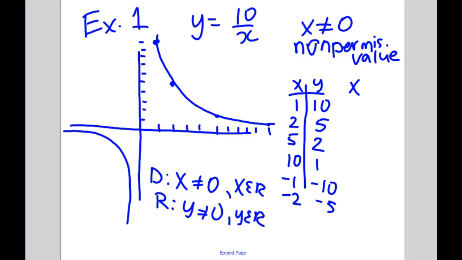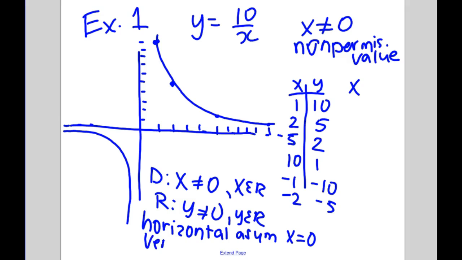And if we were looking at the asymptotes, a horizontal asymptote is x equals 0, and the vertical asymptote is y equals 0. Okay, correction. For the horizontal asymptote, this should be y equals 0, and this one, the vertical asymptote, should be x equals 0.